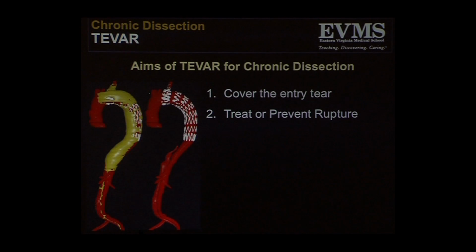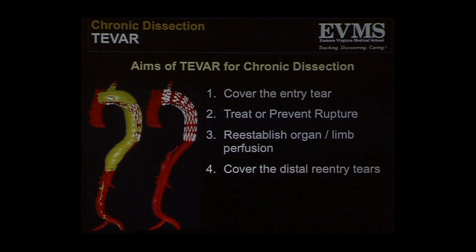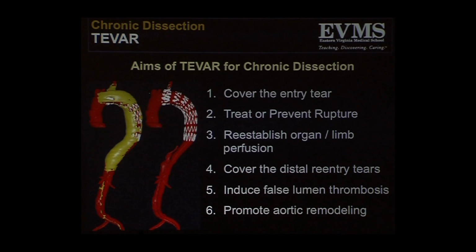You want to treat or prevent rupture, and if you do that, you're going to have to extend all the way down to the celiac. You want to reestablish organ or limb perfusion. You want to cover the distal re-entry tear as much as possible. You want to induce false lumen thrombosis, and I will say that the last one there is probably the most elusive of our goals, and promote aortic remodeling.